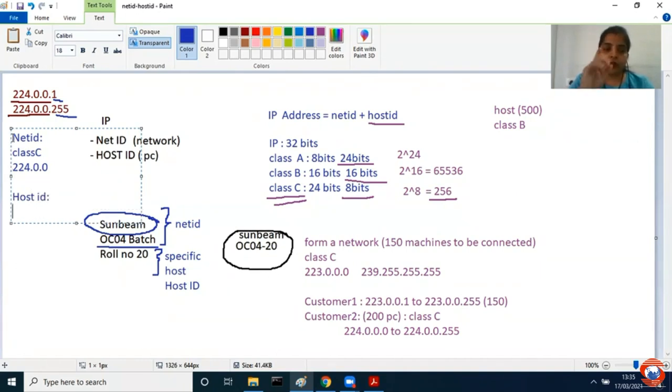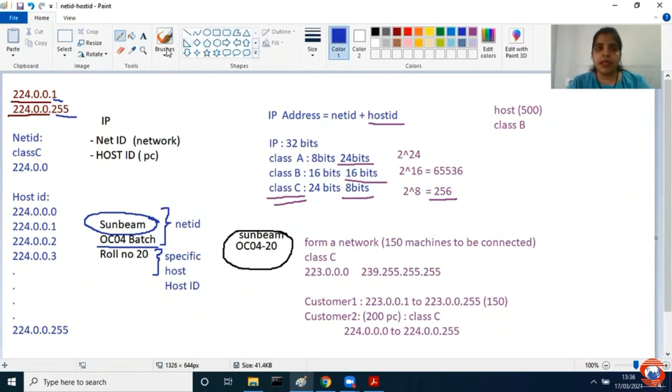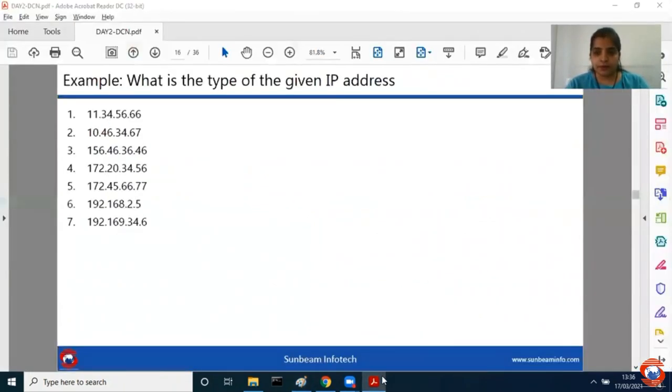And if I ask you, can you please give me the host ID? तो आप क्या बोलोगे? Host ID for the first machine is 224.0.0.1, again 224.0.0.2, again 224.0.0.3, and so on and so forth. It will end at 224.0.0.255. I hope you have understood. Means in this case, every time this byte is reserved, which is treated as net ID, and this host ID will uniquely identify each host in that network. Have you understood, everyone?